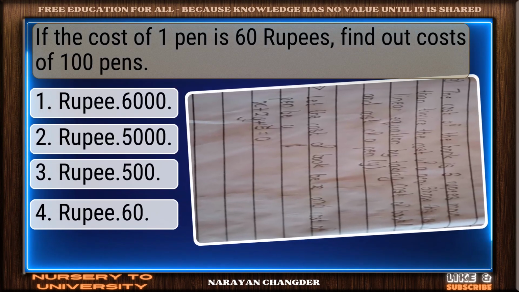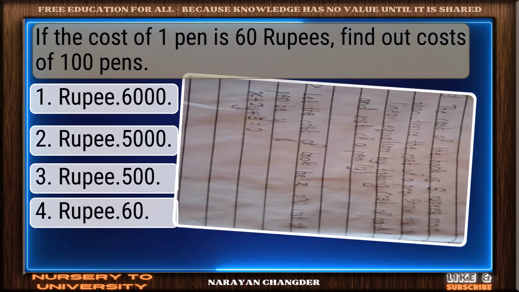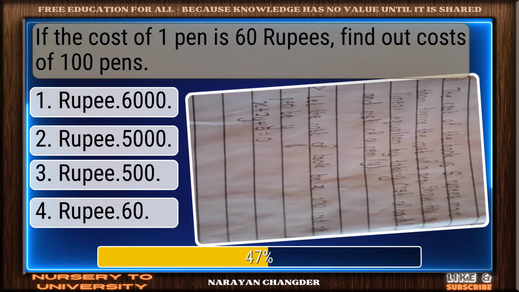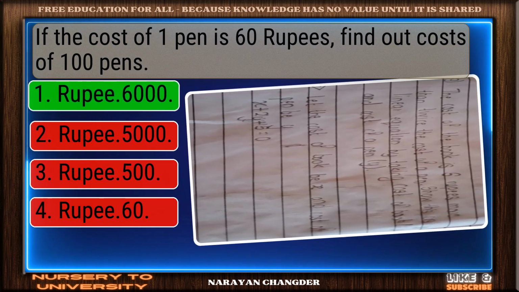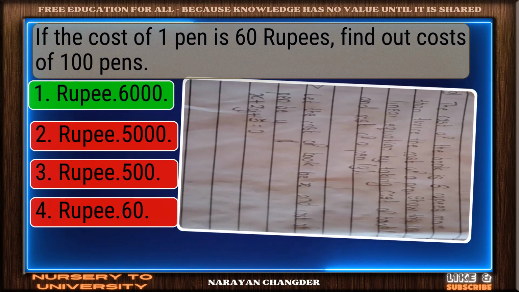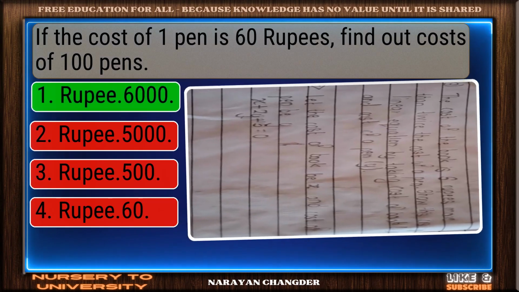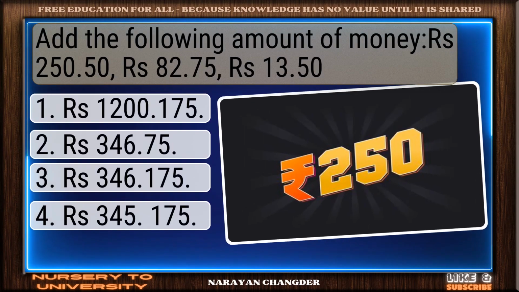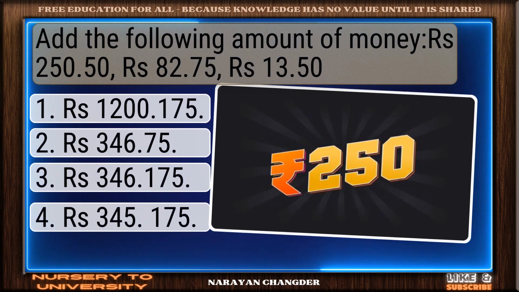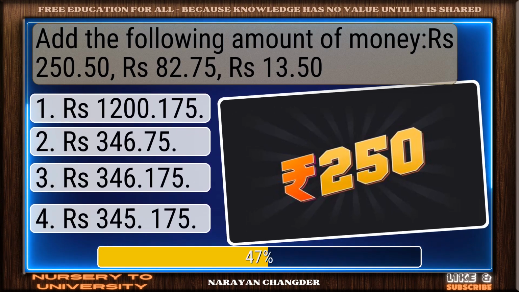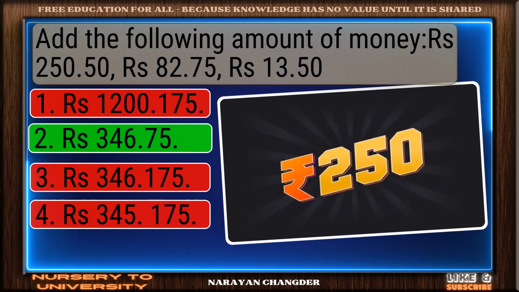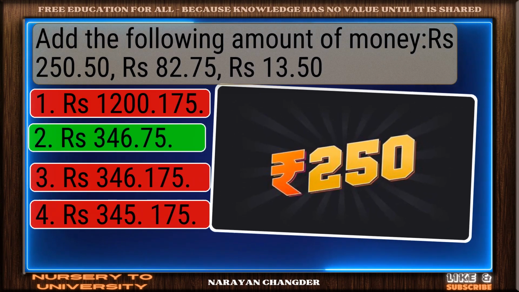If the cost of 1 pen is 60 rupees, find out the cost of 100 pens. Clear logic. Your choice rupees 6000 is sound and 100% true. Add the following amounts of money. Rs 250, Rs 80, 275, Rs 13. Rs 346.75 is the right choice.